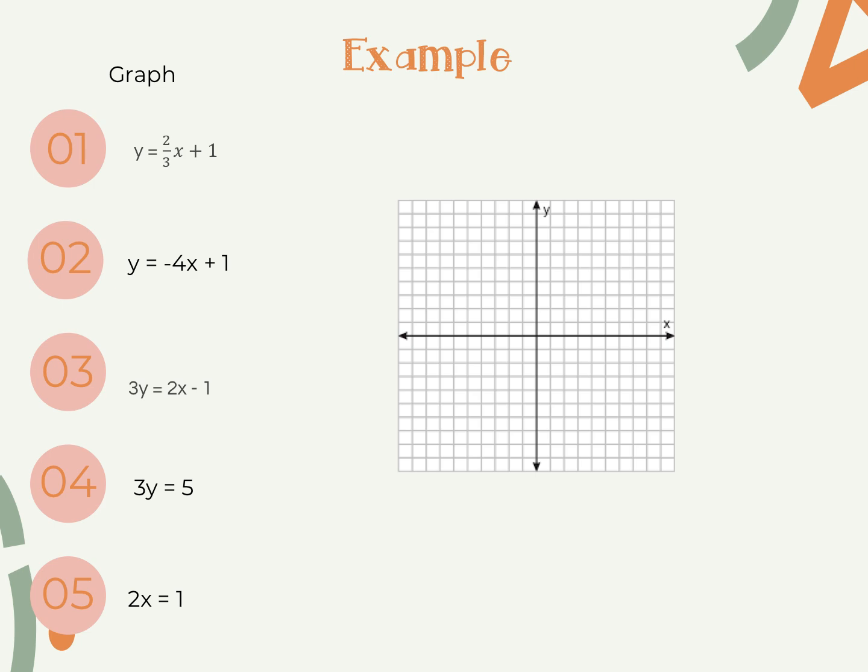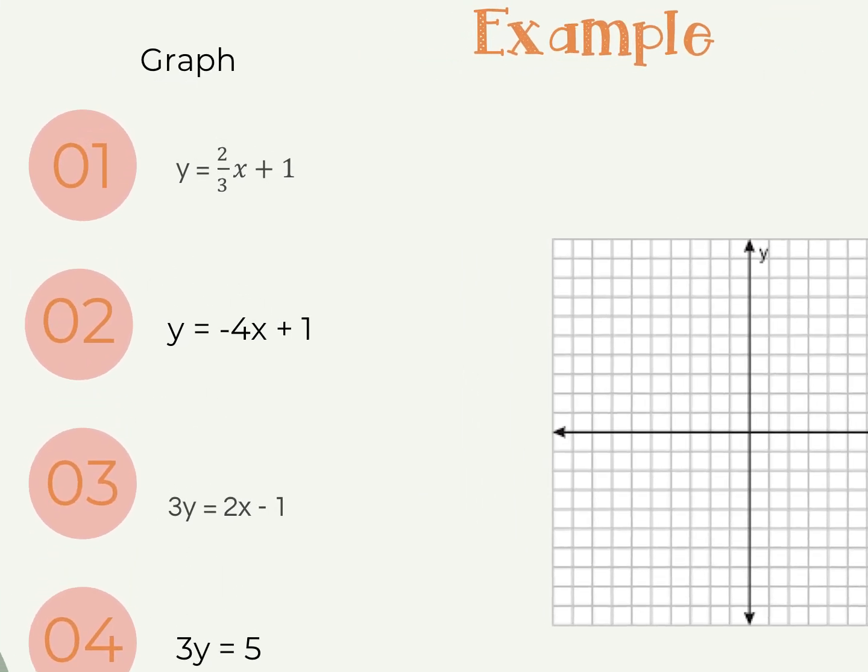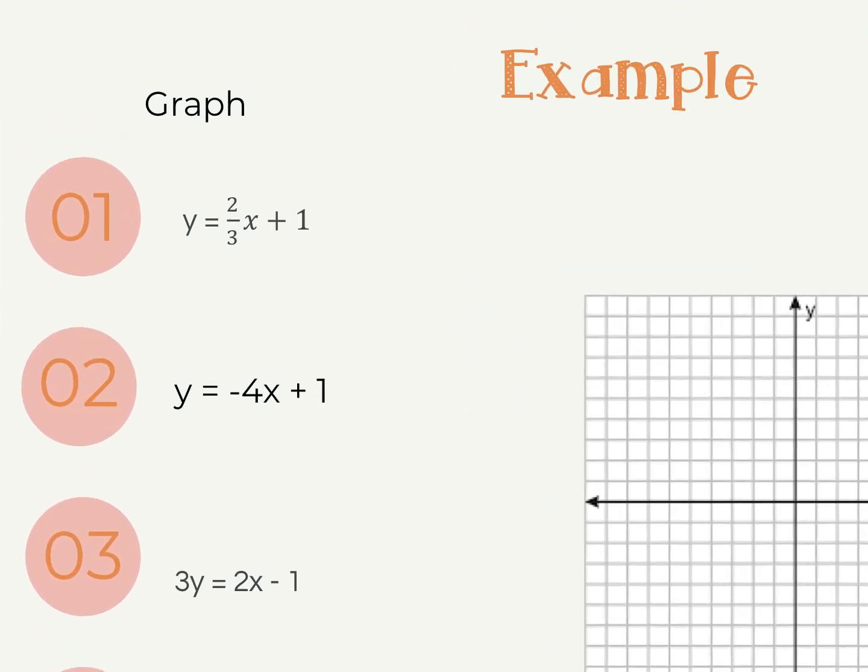Okay, so let's start graphing. Let's look at the first one. So this is something that you can maybe recognize as being in slope-intercept form, right? You have a y by itself, or you have something in front of an x, and you have a constant. All you need to know here is to label m and b, right? So again, think of m as the number in front of x, and think of b as your constant.